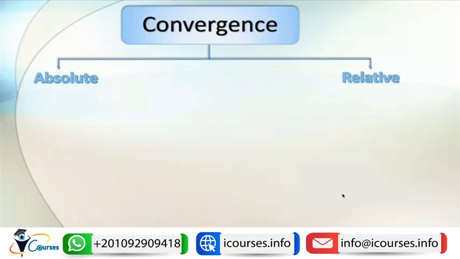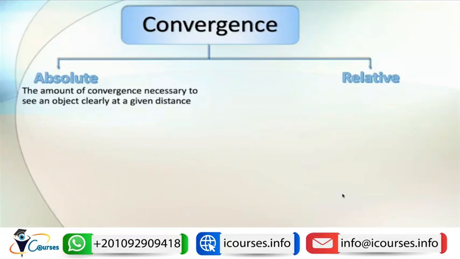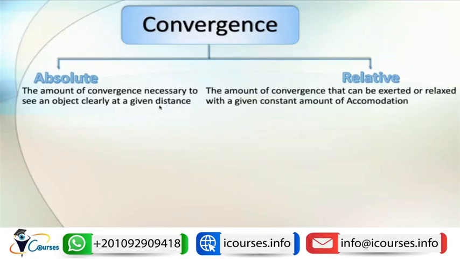It has the same terms, so we have absolute convergence and relative convergence. What is absolute convergence? It is the amount of convergence needed to see the object clearly at the given distance. So for example, if we have an object at about 50 centimeters and we need to do 20 prism diopters of convergence in order to see it clearly, this is called absolute convergence. Relative convergence means in relation to accommodation. So it is the amount of convergence that can be exerted or relaxed in relation to a given amount of accommodation.